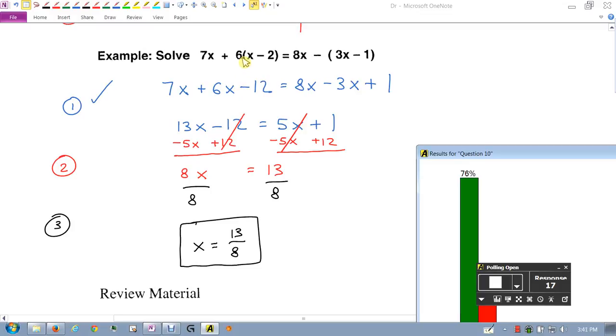I'll run through it real quick. Distributing the 6 through, you get 6x, and then you get minus 12. Distributing a negative sign through here, you get negative and then plus. Then you combine like terms. These two become a 13x. These two become a 5x. Then you want to get all the x's on one side, so subtract 5x here, subtract 5x here. You don't want a negative 12 here, so you add 12, add 12. Notice I did it all in one step instead of doing 2 separate steps. You should get 8x is 13, then you divide both sides by 8.